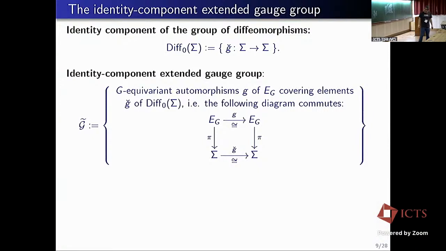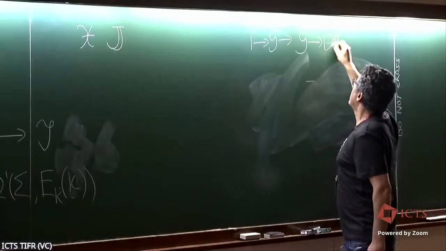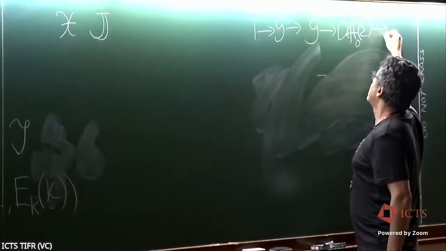Okay, and this acts on X, on this space of complex structures times complex connections. And there is a map from this space to this one that just maps G to G check. Okay, and this is surjective, and its kernel is the complex gauge group given by transformations covering the identity. So we have this short exact sequence.